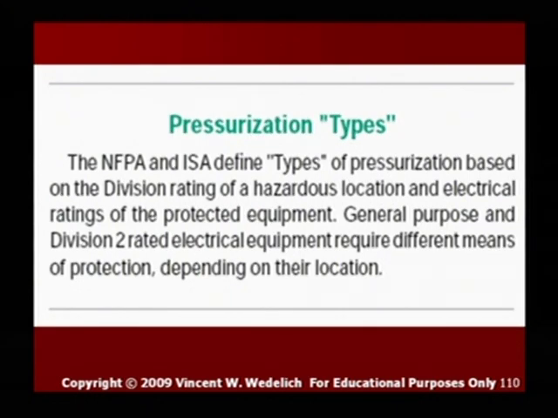Pressurization types. The NFPA and ISA define types of pressurization based on the division rating of the hazardous location, and electrical ratings of the protected equipment. General purpose and Division 2 rated electrical equipment require different means of protection depending on their location.